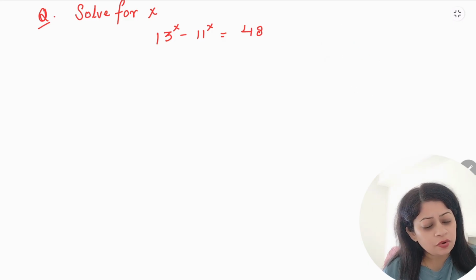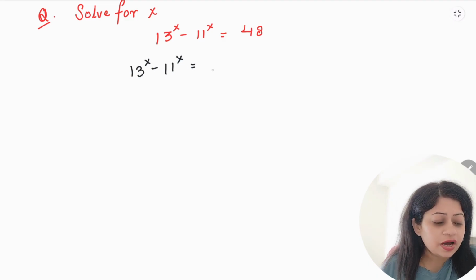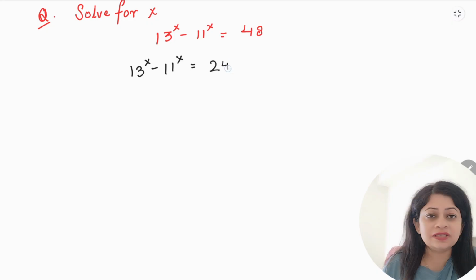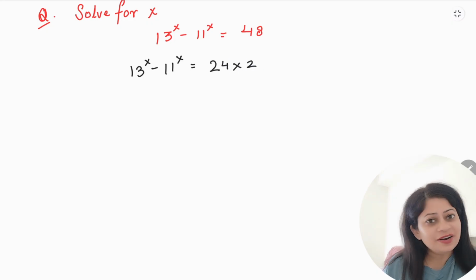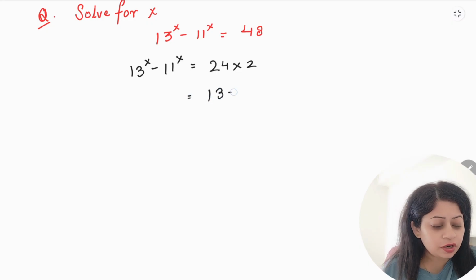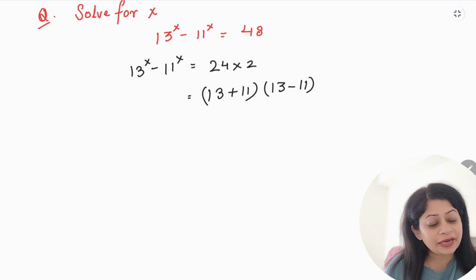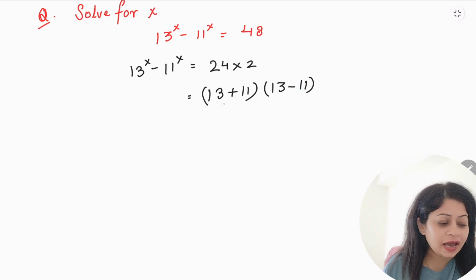Look at this now. We have 13 raised to power x minus 11 raised to power x is equal to, I would say, 24 times 2. Instead of 48, I can write it as 24 times 2, right? And just now I told you that 13 plus 11 is 24, and 13 minus 11 is 2. So instead of 24, I can write 13 plus 11, and here I can write 13 minus 11, right?